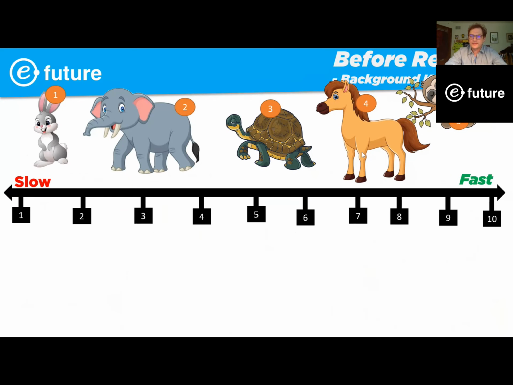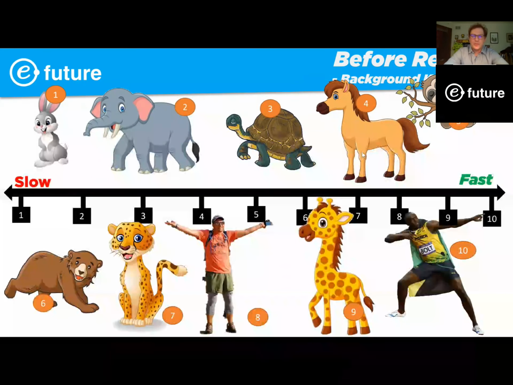Now, real quick. This story is about a race between a tortoise and a rabbit. How do you think these animals are? Do you think they're fast or slow? Do you think the rabbit is slow or fast? Or what about the elephant? Or which animal do you think is the slowest? Okay, so the animal taking a nap on the tree is called a sloth. Which animal is the fastest?